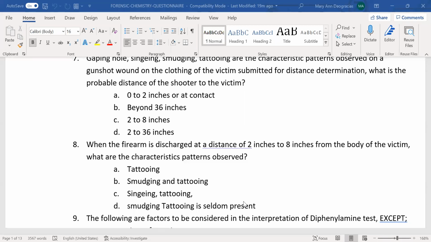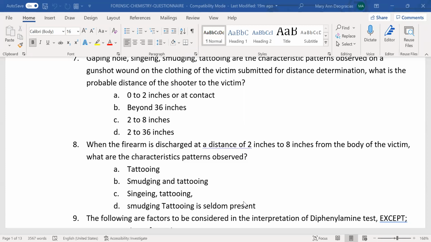And then beyond 36 inches, powder tattooing is seldom present. So we won't see any characteristic patterns if it's already 36 inches and beyond. That's beyond 1 meter, guys. We won't see any characteristic patterns.